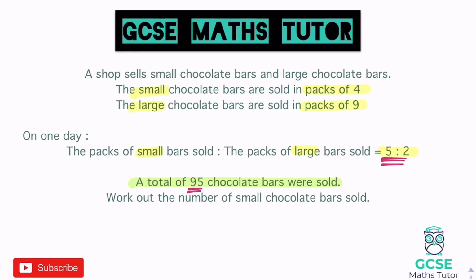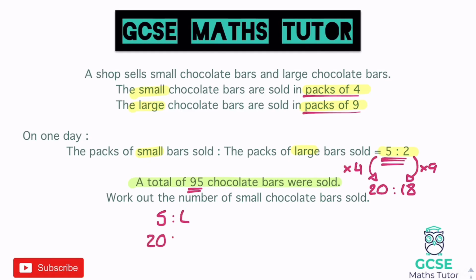So if we go about doing that, 5 to 2, we've got 4 in each of the small chocolate bar packs. So if we times that one by 4, that tells us how many chocolate bars are in there. So that would be 20. And in the large one, we've got packs of 9, and we've got the ratio of 2 of those. So if we times that by 9, that gives us 18 chocolate bars. So in terms of actual chocolate bars, that ratio is 20 chocolate bars to 18 chocolate bars. So that's the ratio we're actually looking at. We've got small to large, and it's now 20 to 18.